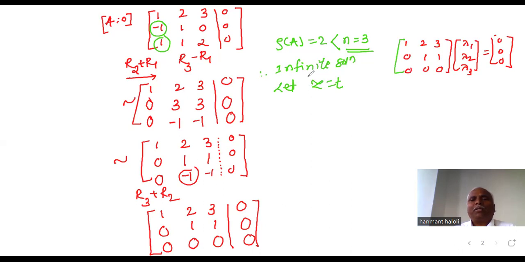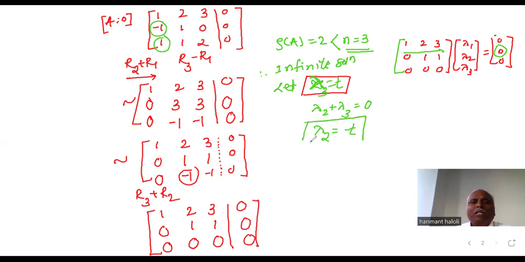As we already assumed that z equal to t. Now, by backward method, this row with this variable matrix: lambda 2 plus lambda 3 equal to 0. Means this row with variable matrix equal to this coefficient, that is 0. Therefore, lambda 2 equal to minus t. You will assume here lambda 3 equal to t, then lambda 2 equal to minus t.